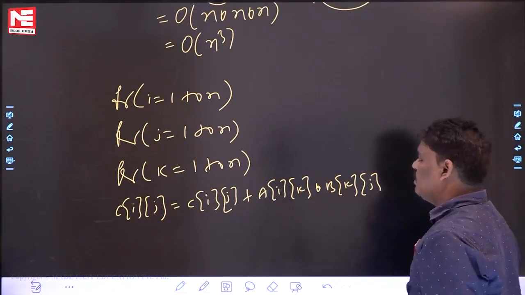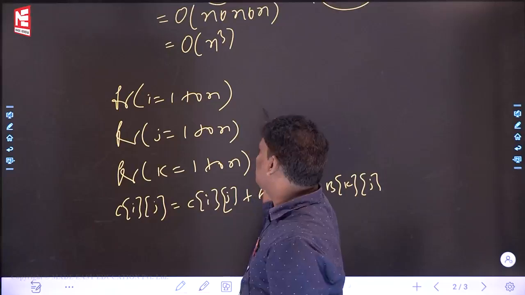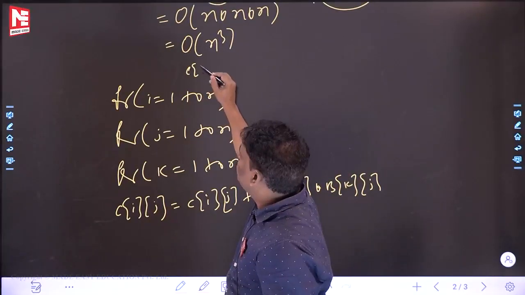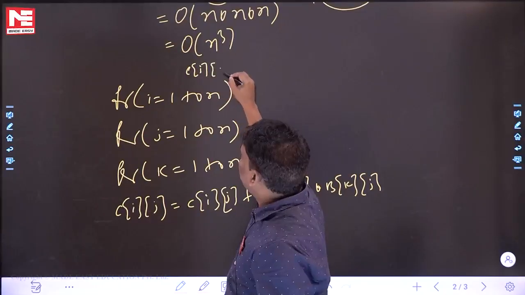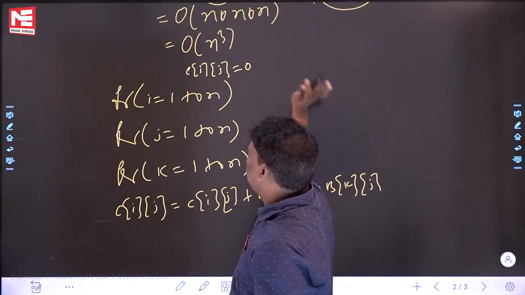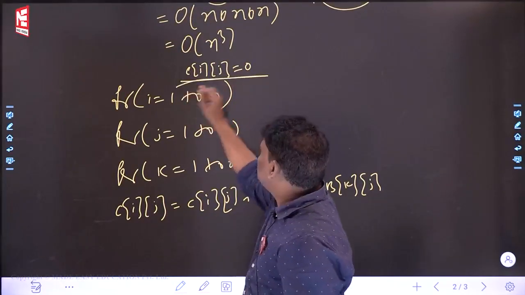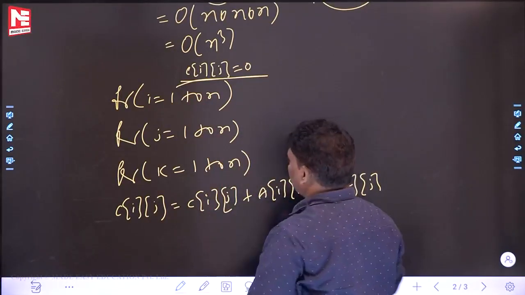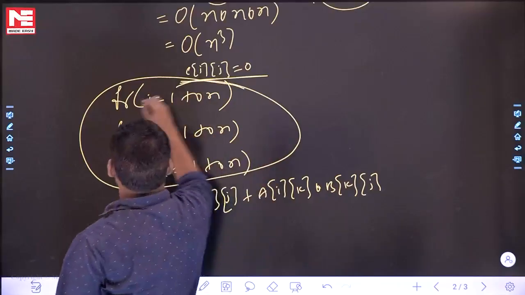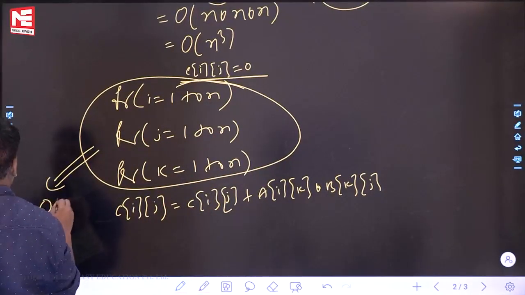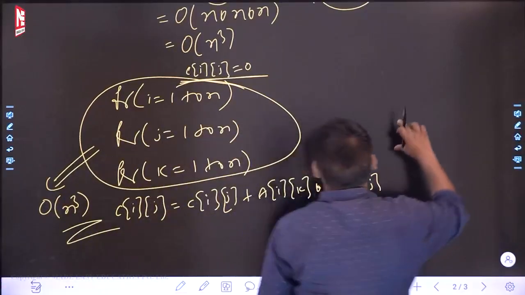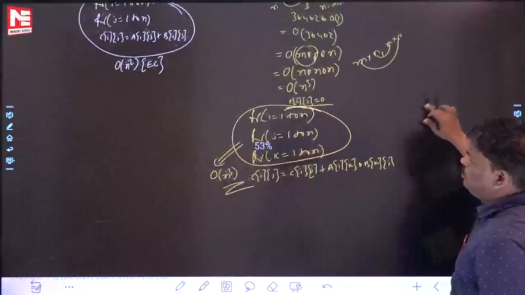Please verify yourself. Initially Cij is 0. For each value, Cij is 0 for all. For every i and j, Cij is 0. Followed by this story. I think 3 loops are there, n cube. Matrix multiplication time complexity is n cube. Right? Please be careful. Now whatever is done until now, let me do once.